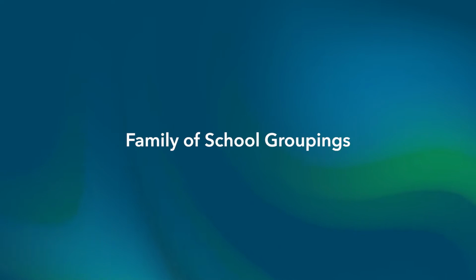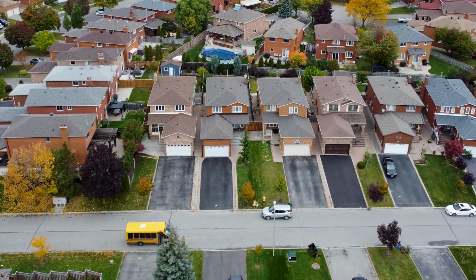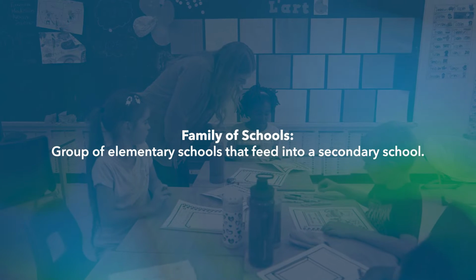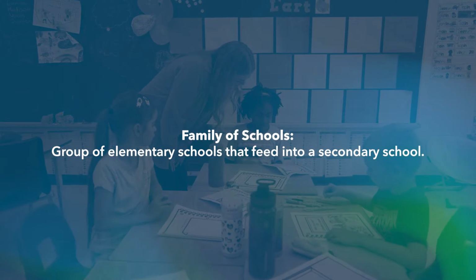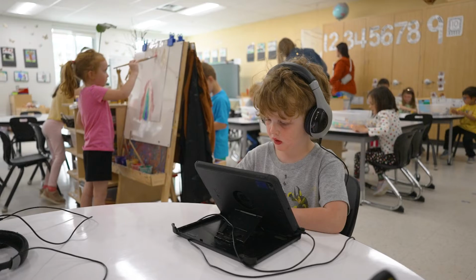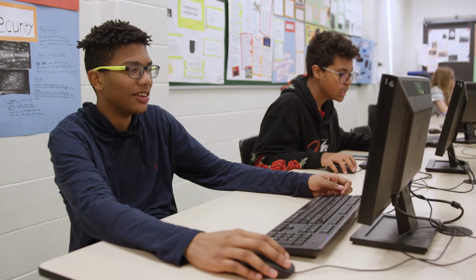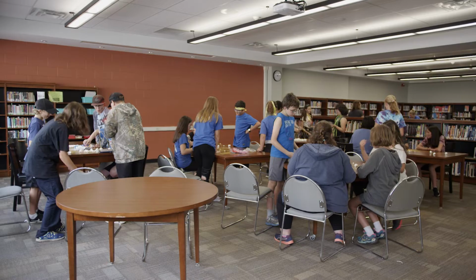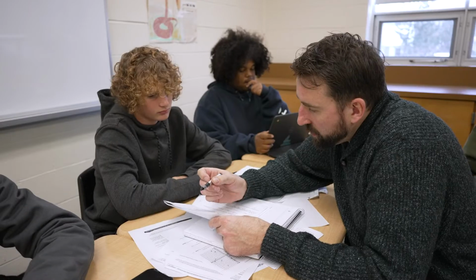Each secondary school has elementary schools that feed into it, and together, this grouping is called a family of schools. When family of school groupings are changed, some elementary schools may be identified to become part of a different family of schools, meaning that those elementary schools would feed into a different secondary school.